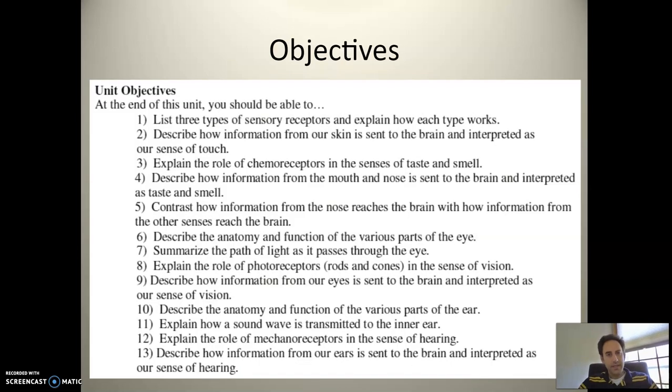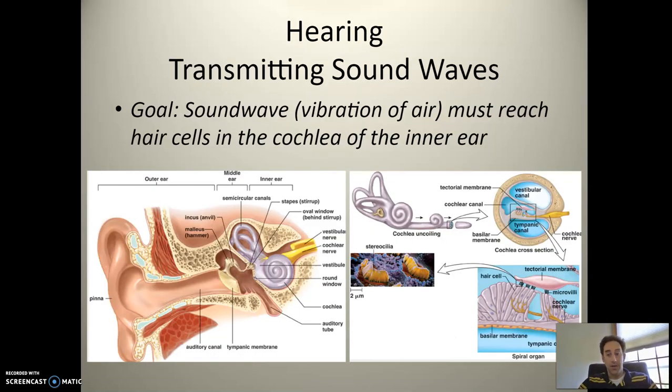So this screencast is all about hearing. The goal of hearing is to convert a sound wave, or to get a sound wave to reach what are called hair cells in the cochlea of the inner ear. So that's kind of a lot. Let's break it down a little bit here.